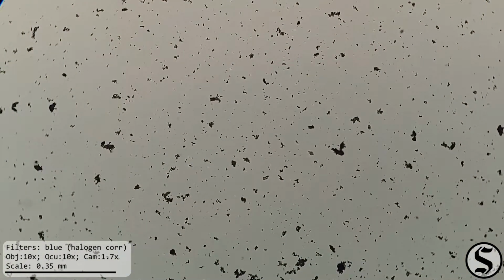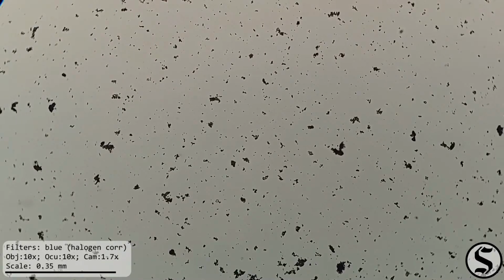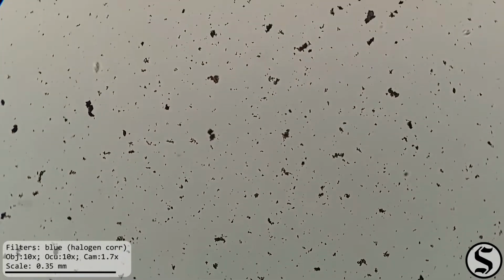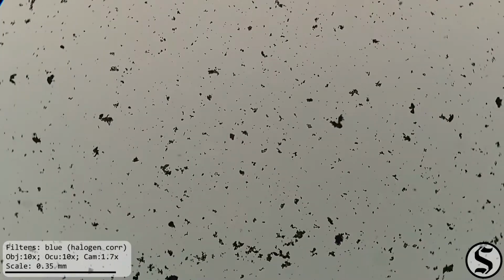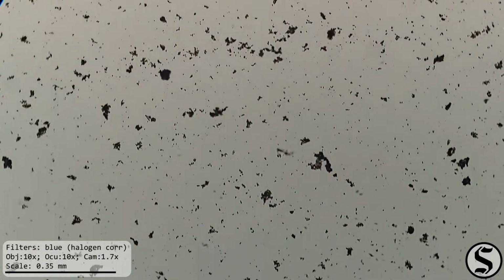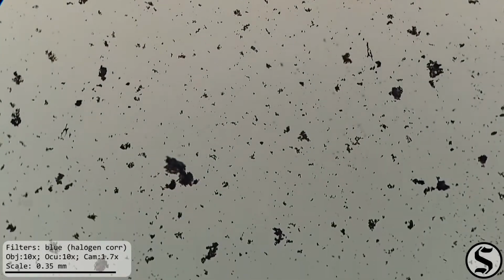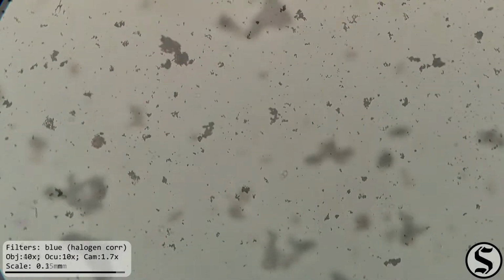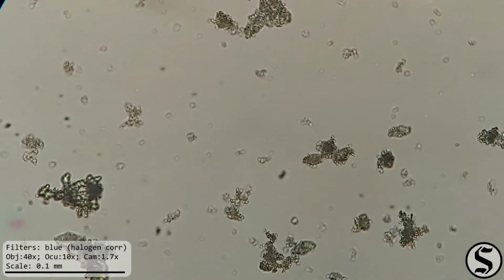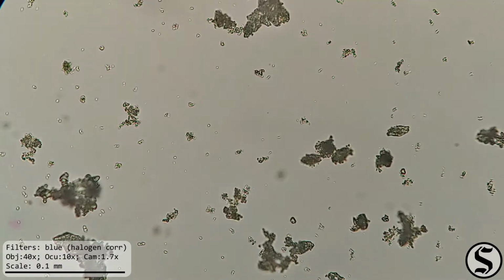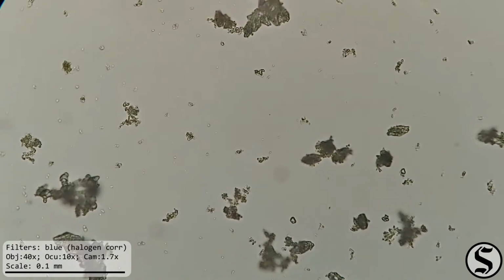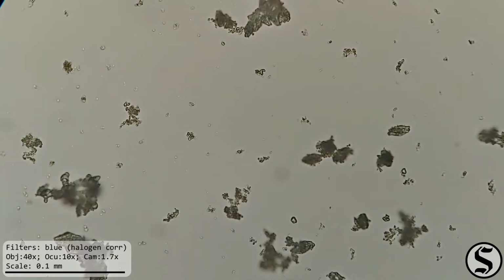And under the higher magnification for the white ash, we can see that that continues to hold true. These particles are much smaller than they were in the darker ash sample. And under my highest magnification, we can see that mostly it's just very small particles. There are a few larger clumps of material, but mostly it's small particles.